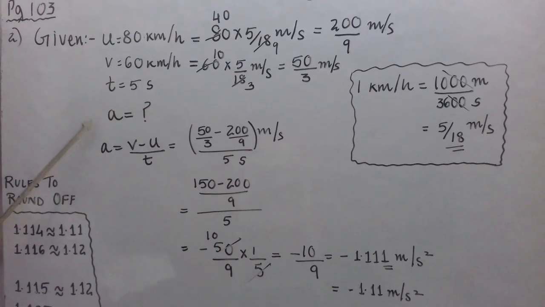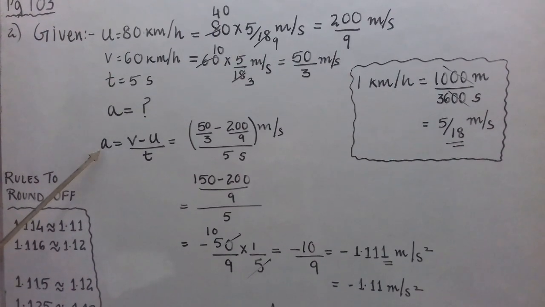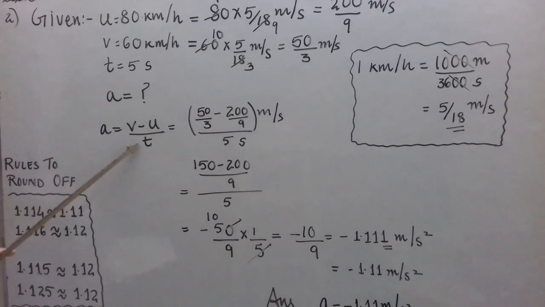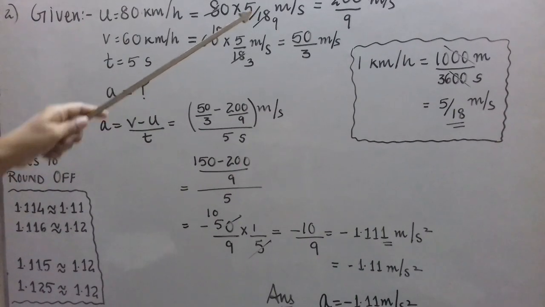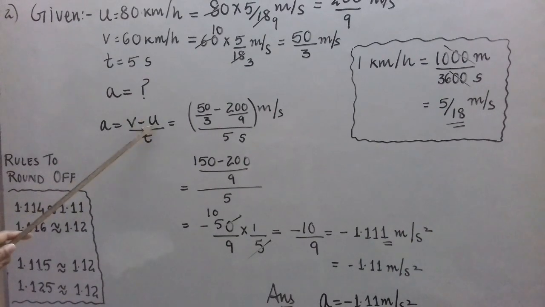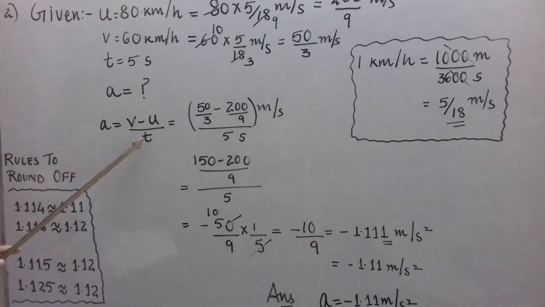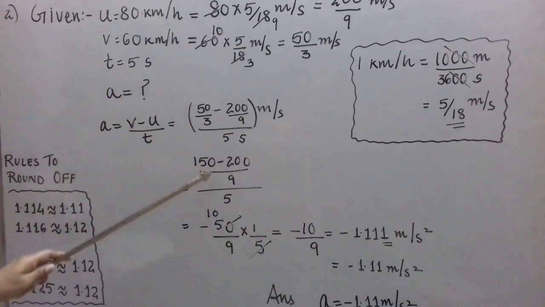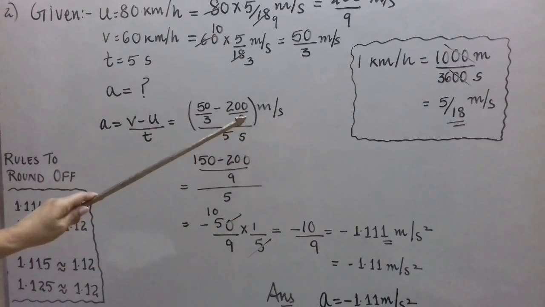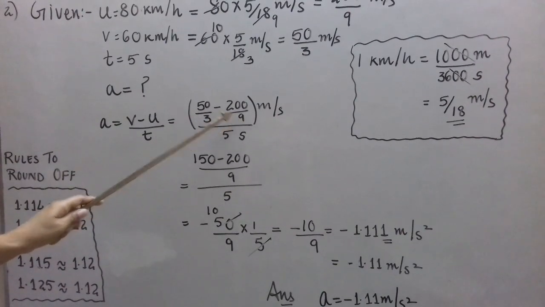So now let us proceed. Formula for acceleration, we know by definition also, or we can use the first equation of motion. a is equal to v minus u upon t. So put the value of v, 50 upon 3, minus u, 200 upon 9 meter per second, and divided by time, 5 seconds. It is not necessary to always write the unit side by side. We can write it once and then there is no need. We can leave them.